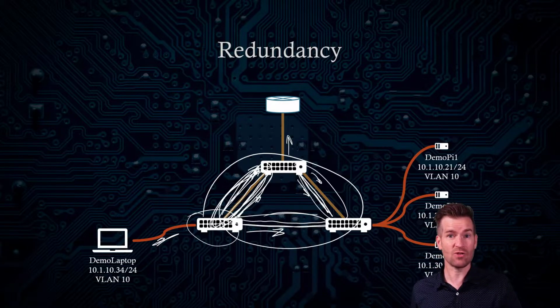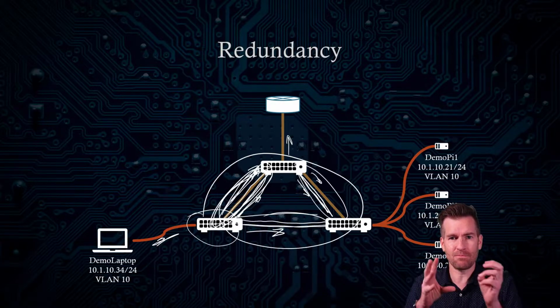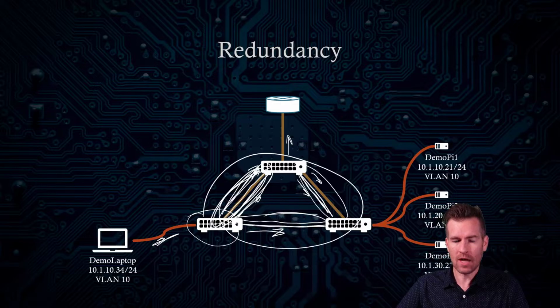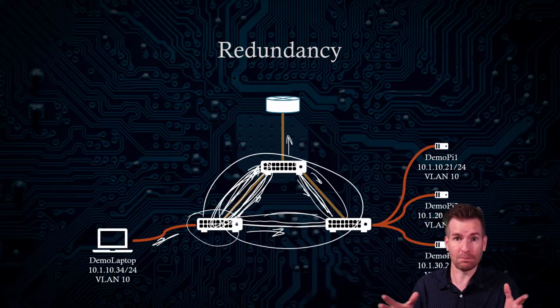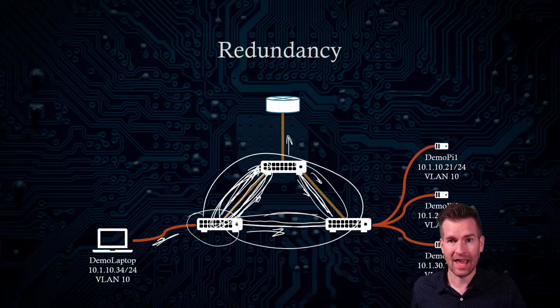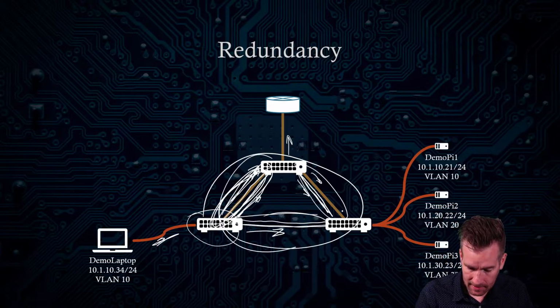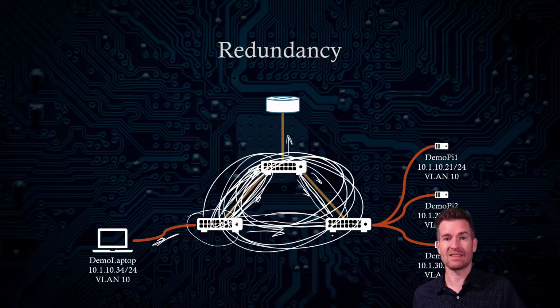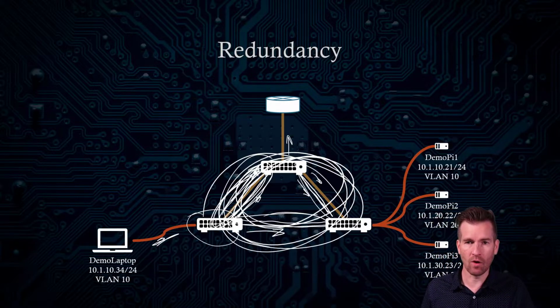And so you can see how just one frame, that broadcast frame that's sent out, is going to be sent over and over again, and it's just going to multiply within this network. And it will just continue to loop until it just brings down your network. And I've had this happen over and over again.